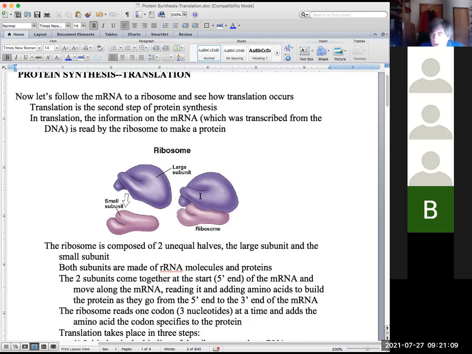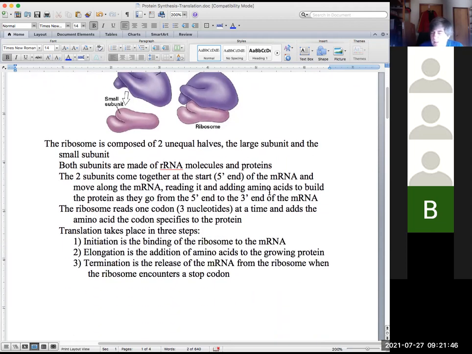And normally they're close to each other, but they're not fully attached until a piece of messenger RNA arrives. When the messenger RNA arrives, they clump together, and the messenger RNA is trapped in this little groove between them. So the messenger RNA sits there, and we're going to pull it through, kind of like a ticker tape machine where the tape gets pulled through. So we want to keep that in mind.